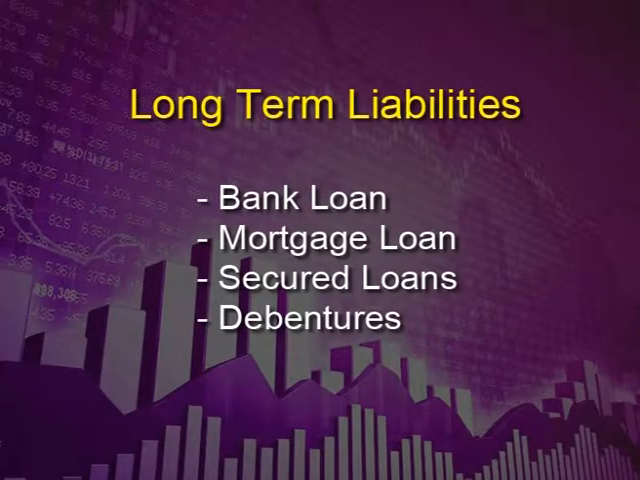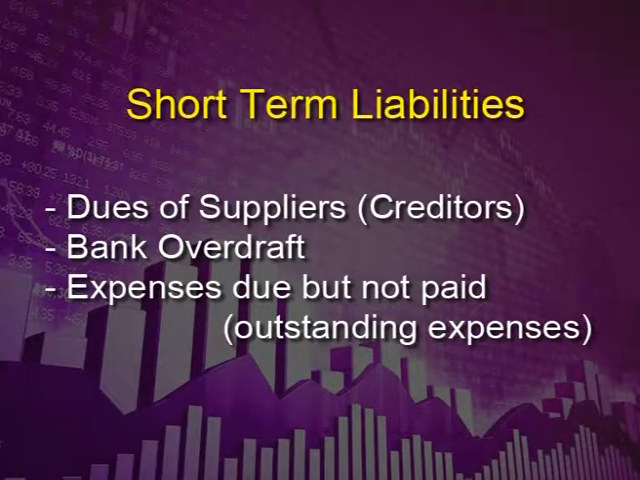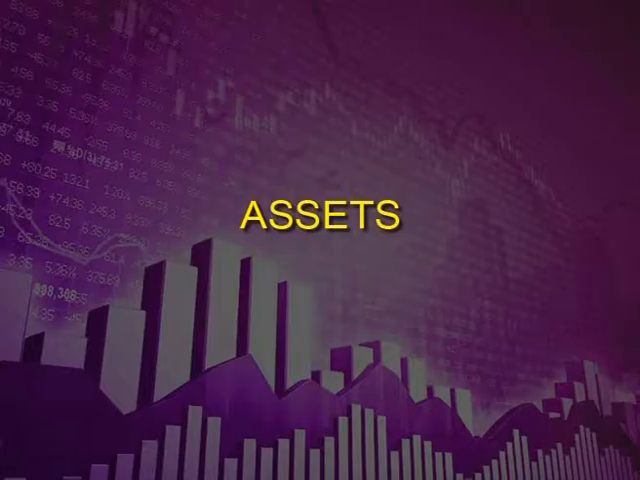Let us have an example on long term liabilities. I told you earlier about the bank loan, mortgage loans, secured loans, all kinds of long term loans are long term liabilities. If you talk about a company, debentures issued by the company are an example of long term liabilities. While on the other hand, short term liabilities are dues to be paid within a year's time and include liabilities like dues of suppliers, the people who have supplied us goods on credit, bank overdraft even, expenses due but not paid, that means outstanding expenses. All these are our short term liabilities known as current liabilities.